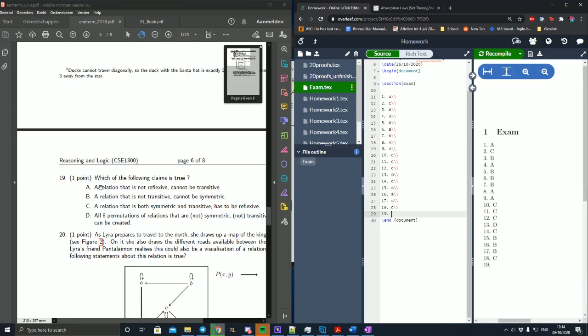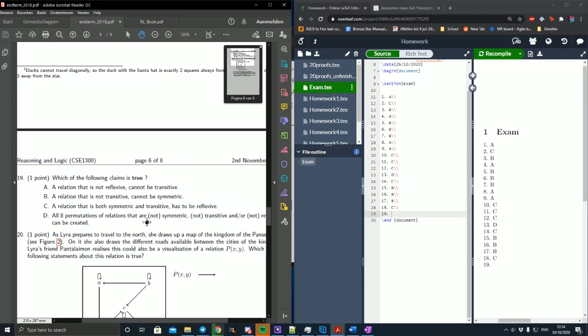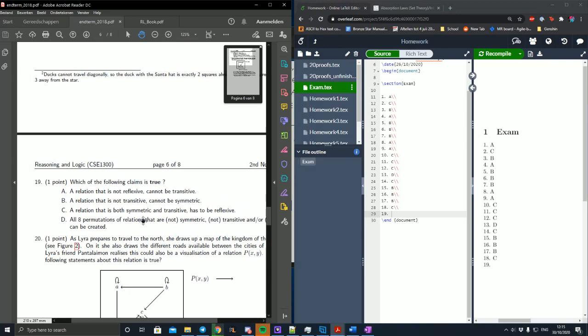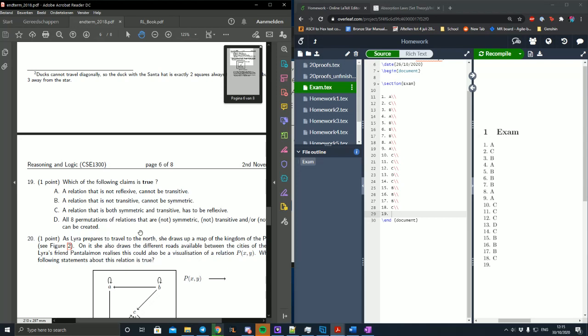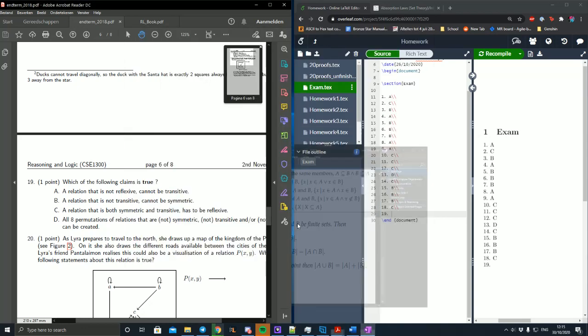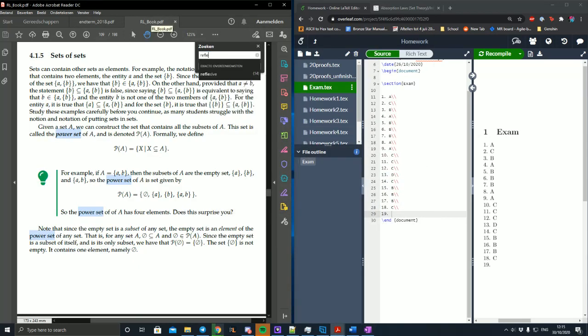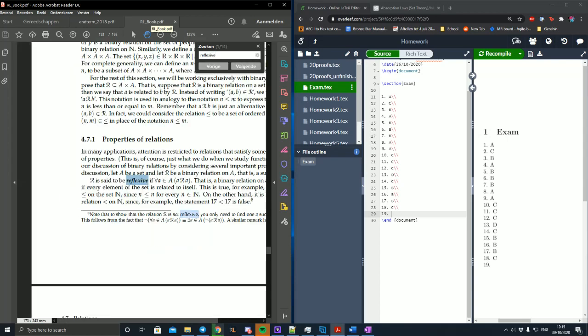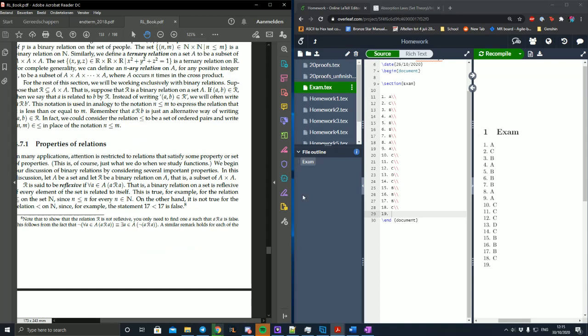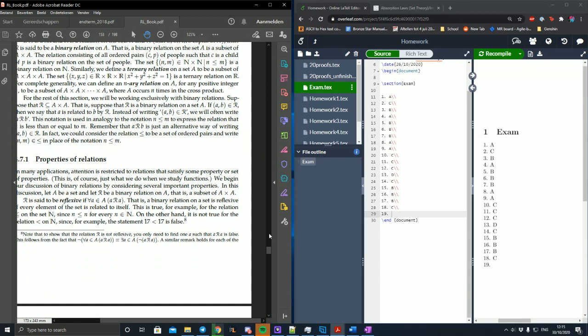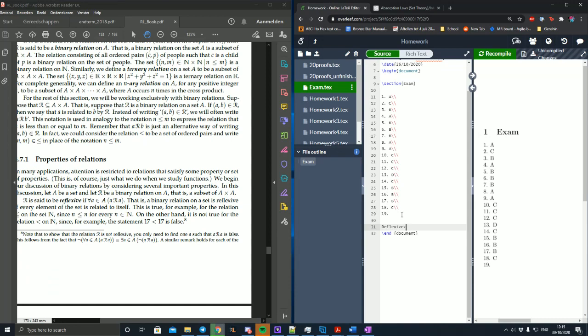Okay, on to 19. Which of the following claims is true? A relation that is not reflexive cannot be transitive. A relation that is not transitive cannot be symmetric. Okay, then I'm going to look up the properties of relations. Let's see, I'm going to make a list real quick. Reflexive. It's probably D, yeah, probably.